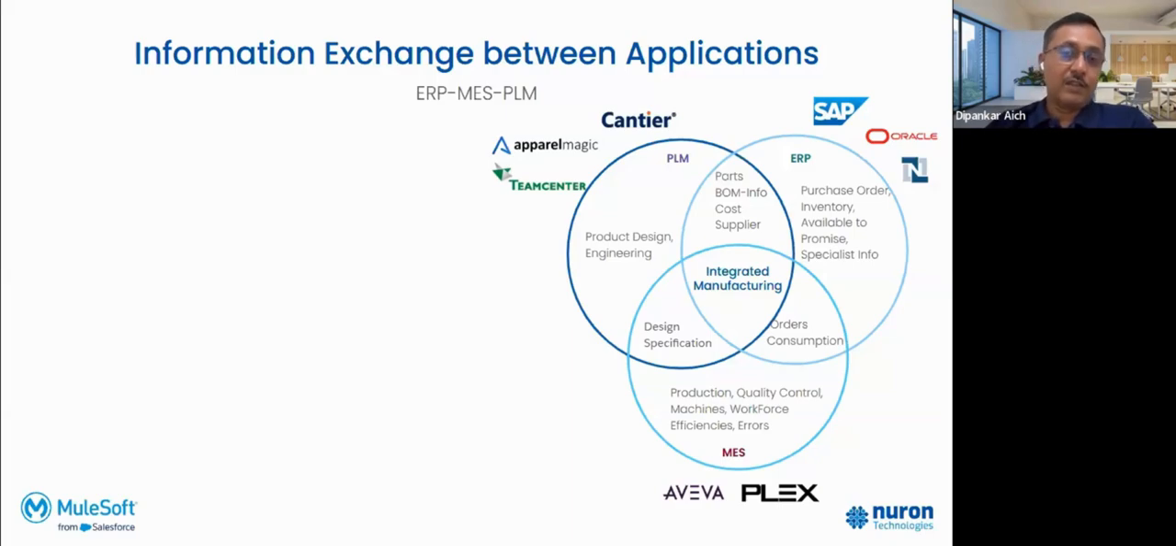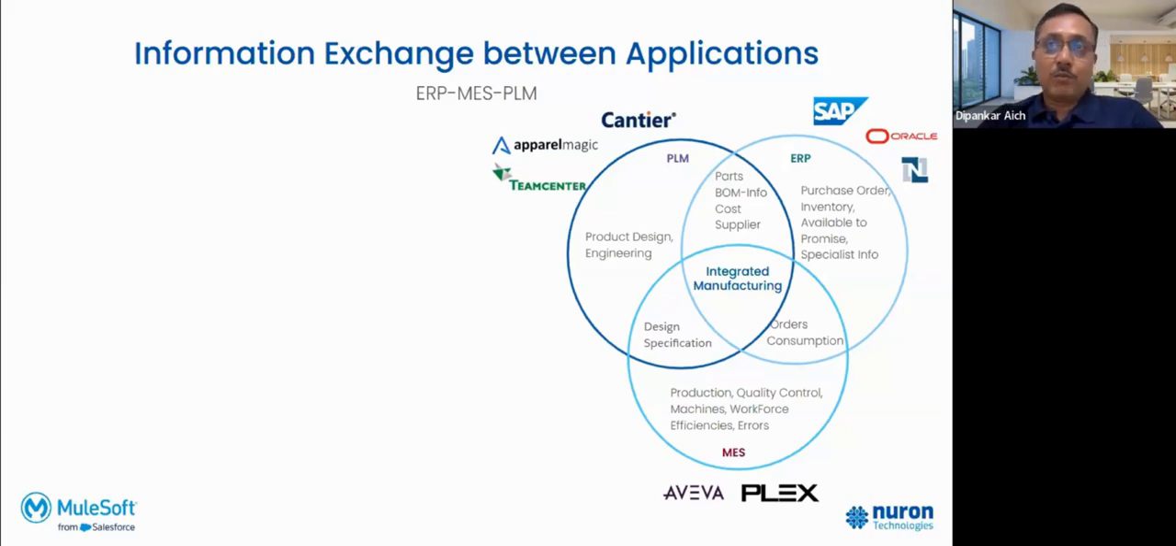And then manufacturing execution systems, which we typically use for delivering the production pipeline, and scheduling workforce, managing their efficiencies, quality control, and everything that is there on the floor, right? Aveva, Flex are some of the major names in the industry today.